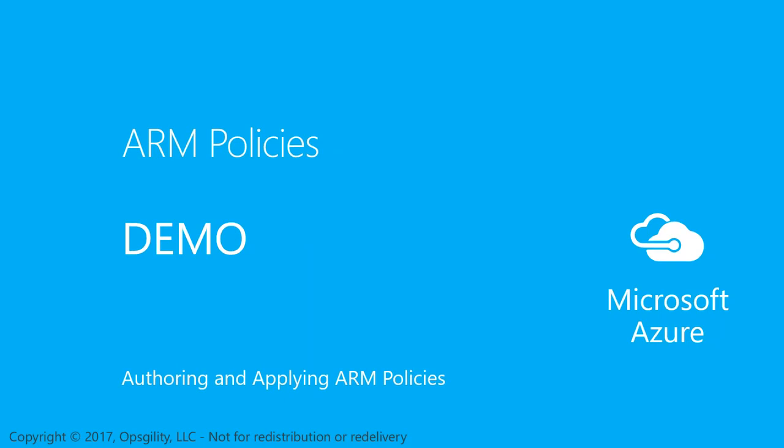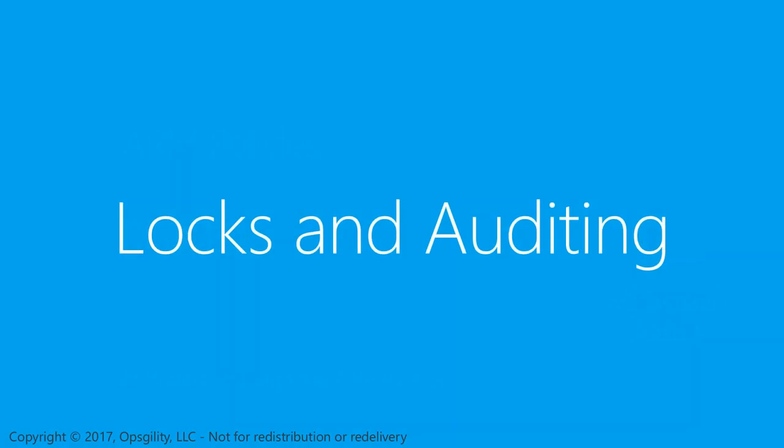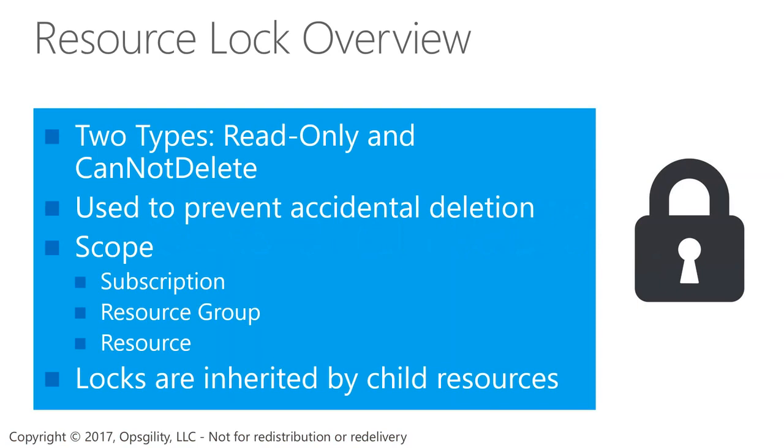So I'm going to move on forward with a quick demo of using policies. Let's talk about locks now, preventing accidental deletion. So there are two types of locks that we can apply. There's a read-only lock, which is going to prevent changes to a resource. And then I can just use a cannot delete lock, which is only going to prevent a deletion action.